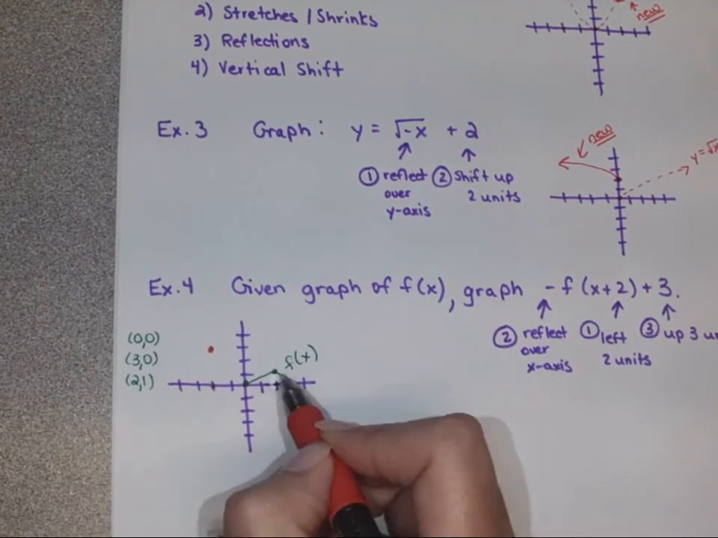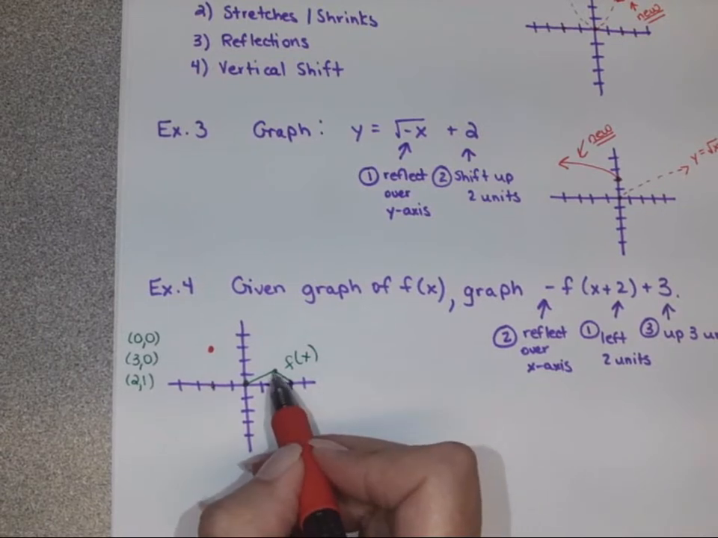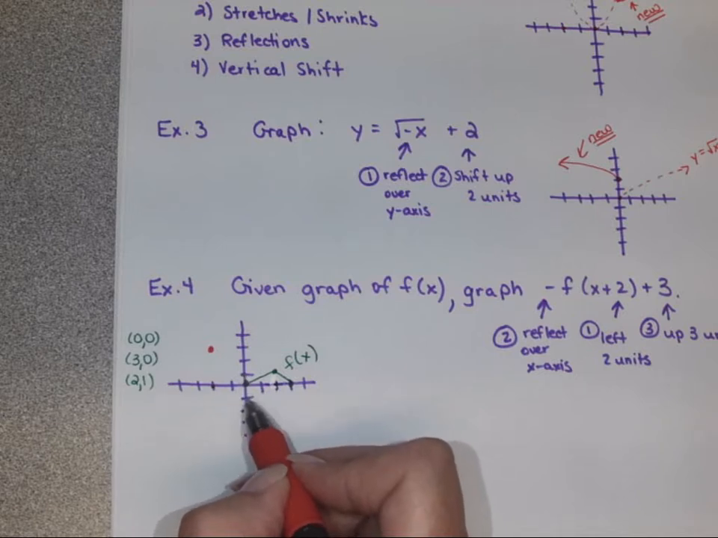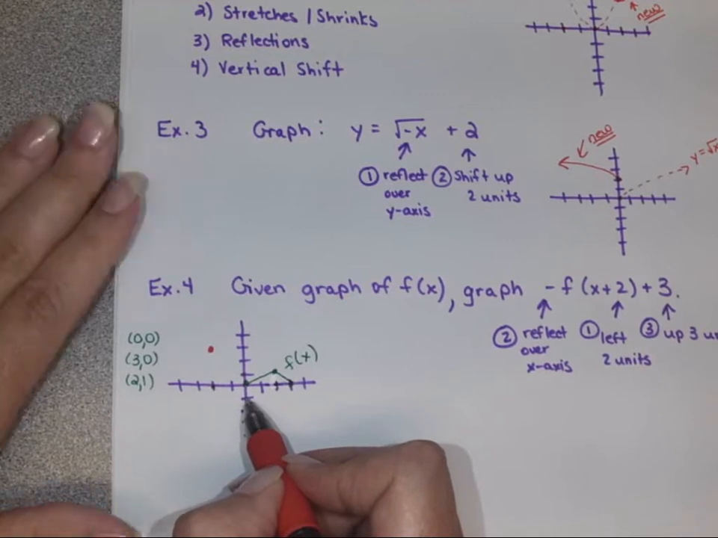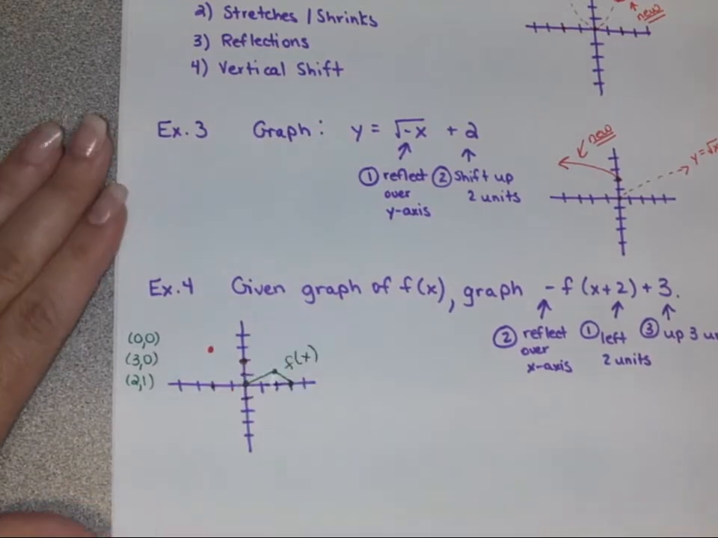Okay, so let's do it to this point now. Again, we're just going to go slowly until we're sure we have it, right? So we're going to go left 2, which puts me here at 0, 1. And then I need to reflect over the x-axis, so where will that send me? Down here, right? And then what do I need to do for the last step? Up 3. So 1, 2, 3, and looks like I'm right here.